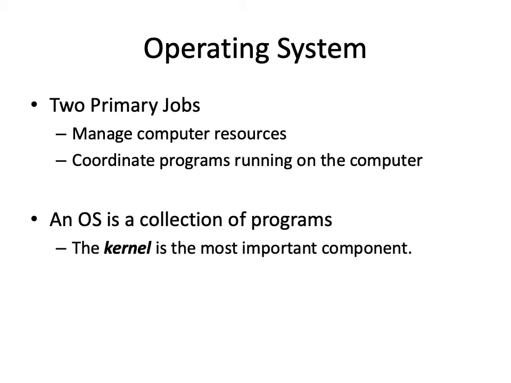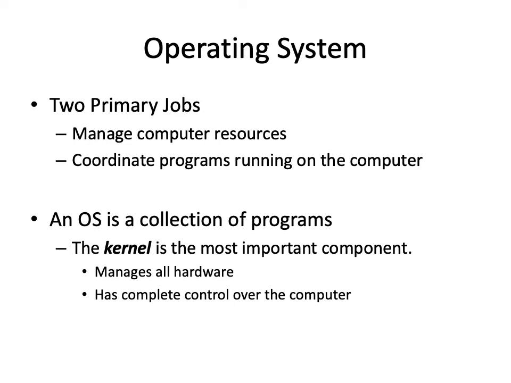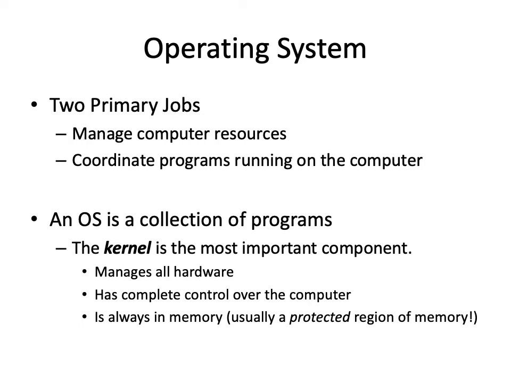Of these, the kernel is the most important component of an operating system. The kernel is the thing that manages all the hardware on the computer. It has complete control over the computer to do just about anything it wants. It's in charge, and it's always in memory. Usually it's in a protected region of memory to prevent other programs from accidentally overwriting it, like with a stack overflow or something like that. So it's in a protected region of memory just for security, to make sure you don't screw up the kernel, which then could screw up the rest of your computer irreparably.